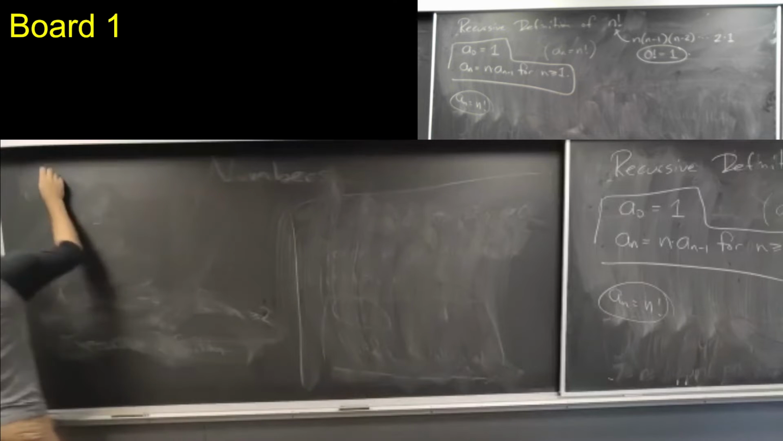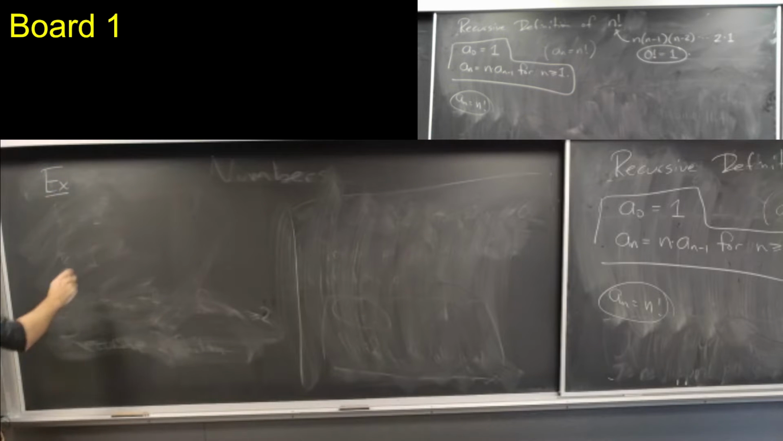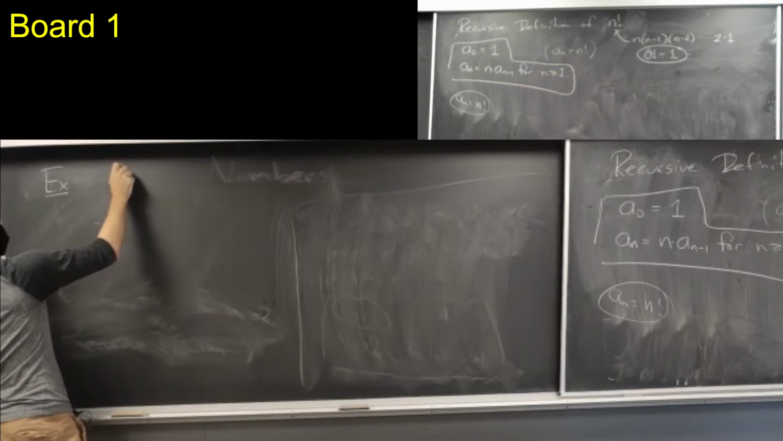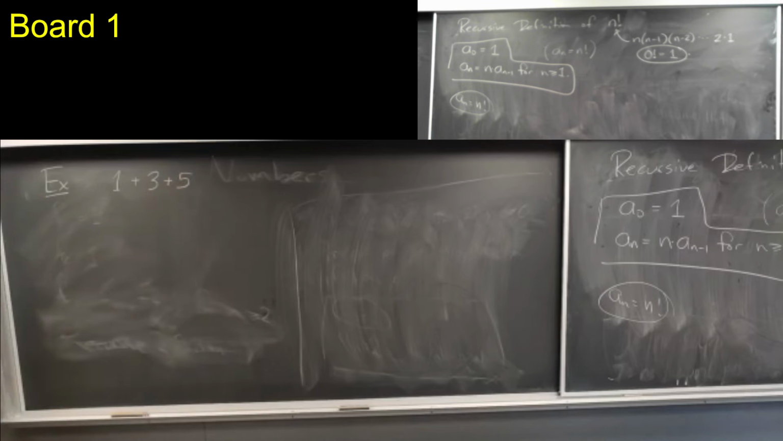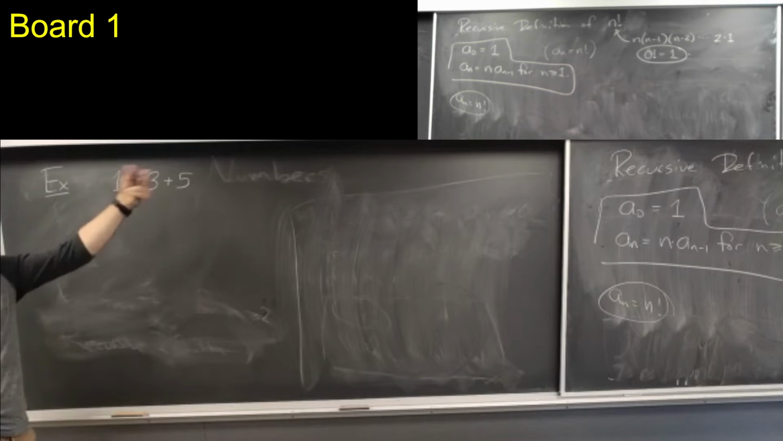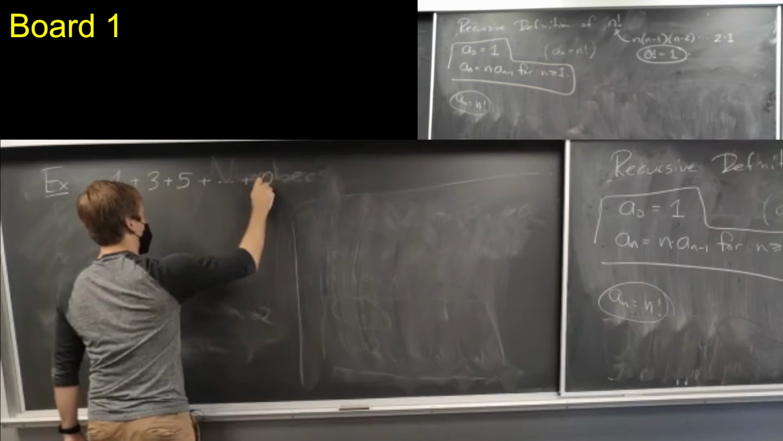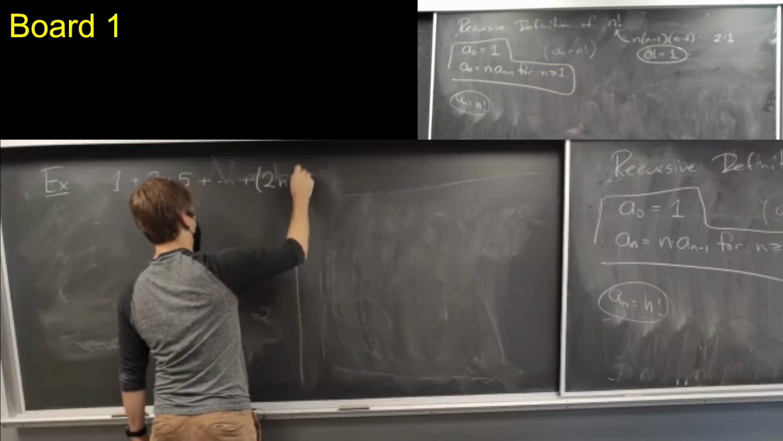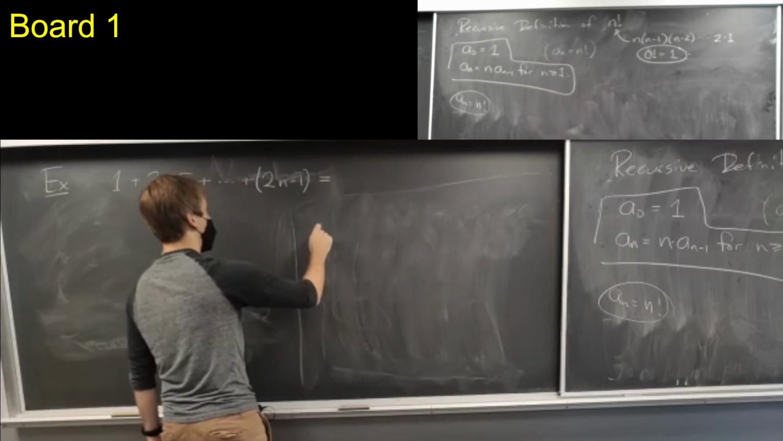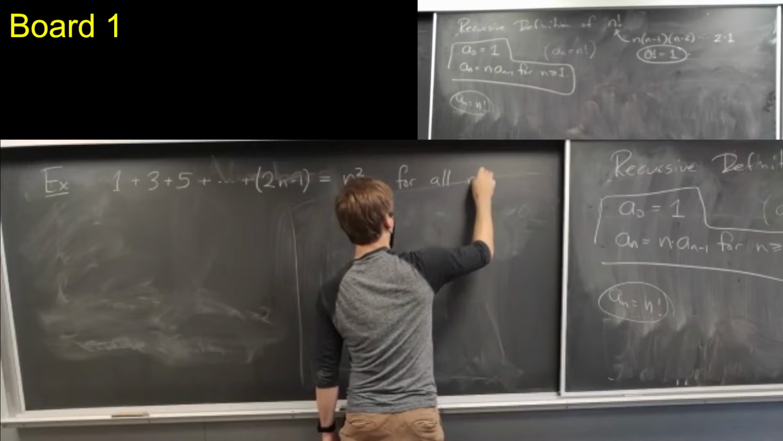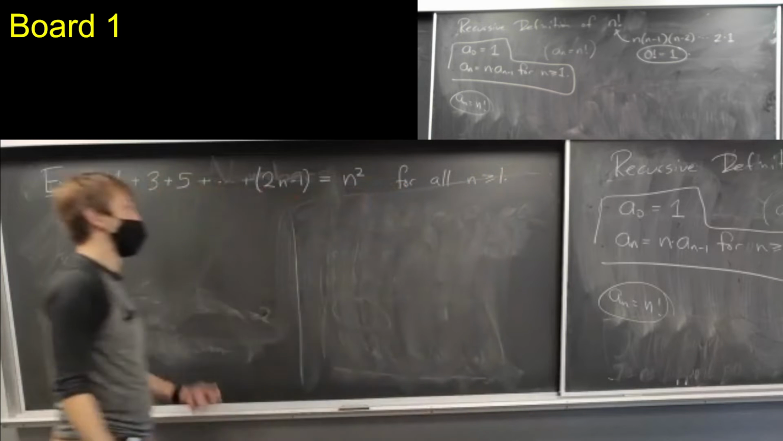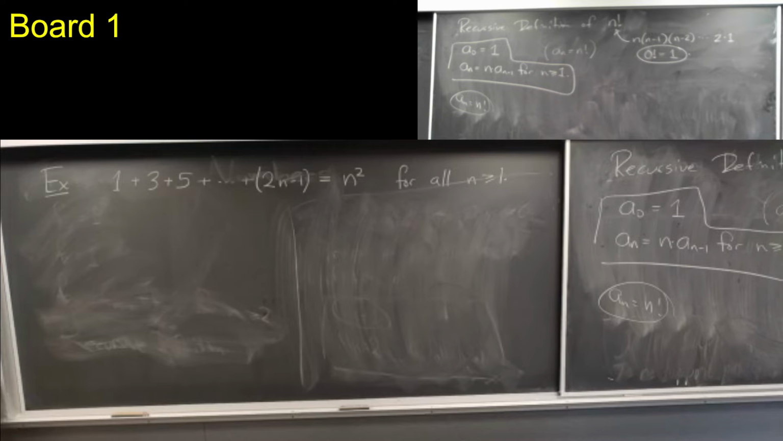So here's a nice statement. Suppose I take the odd numbers and I keep adding them up. So I take 1, 3, 5, 7, 9, etc., all the way up to 2 times n minus 1. I claim that that is equal to n squared for all n at least 1. Let's check a few values just to play with this.